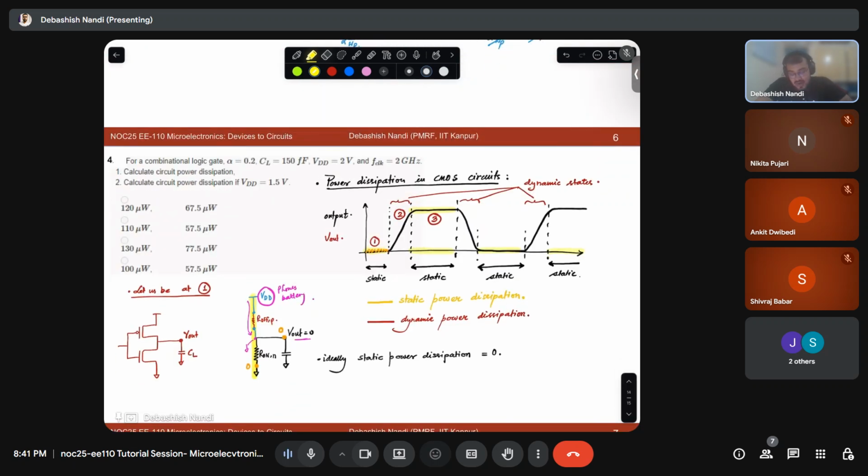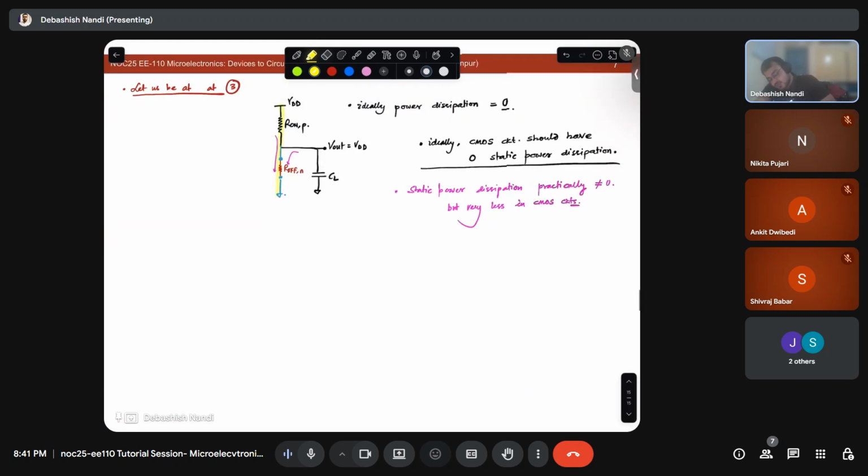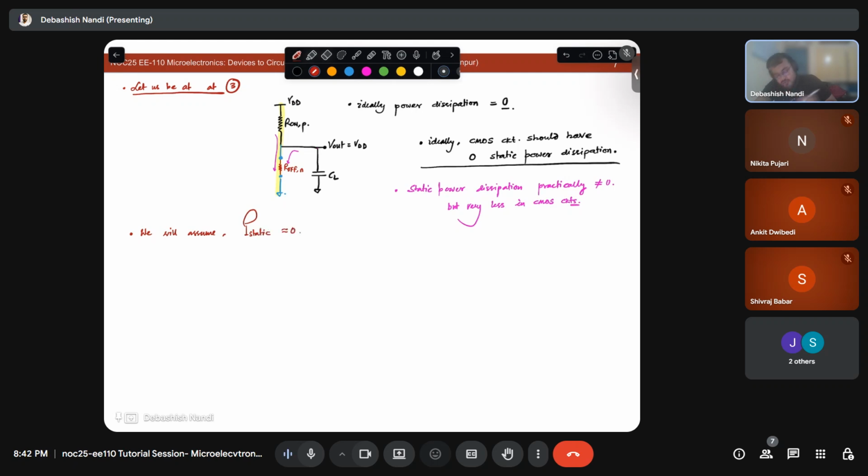You see, right, from 1 and 3, your 2 portion will be very less. It will be nanoseconds, but your static or idle time will be most of the time your device is in. Yes, you agree with that? Yes, sir. So that is what static power is, right? Now for our case, we will assume so far P static to be equal to 0 for the case of CMOS.